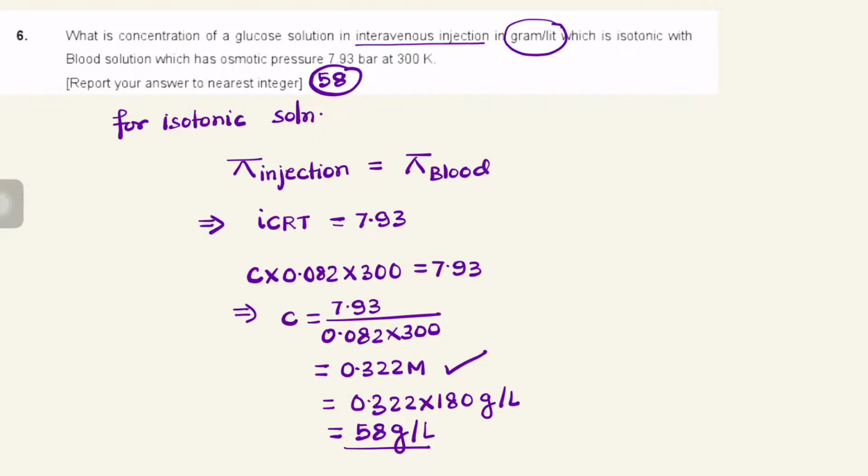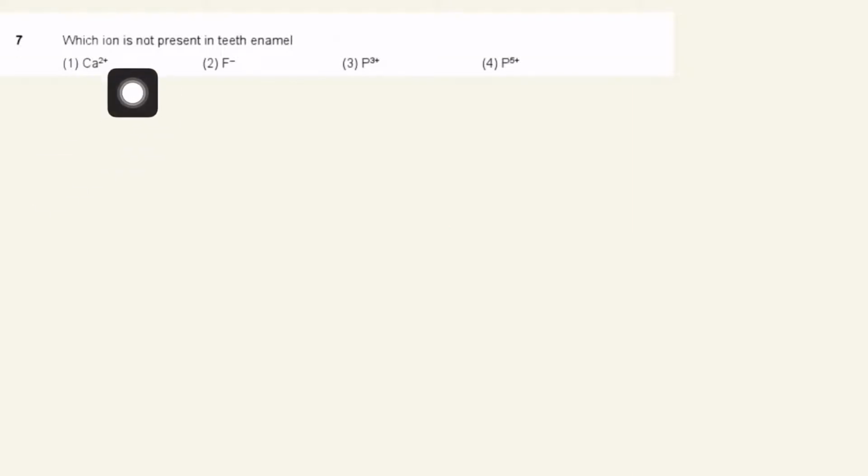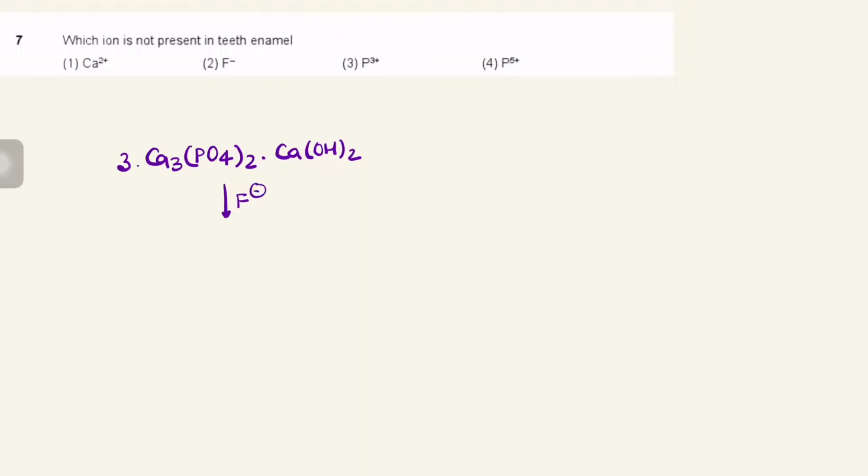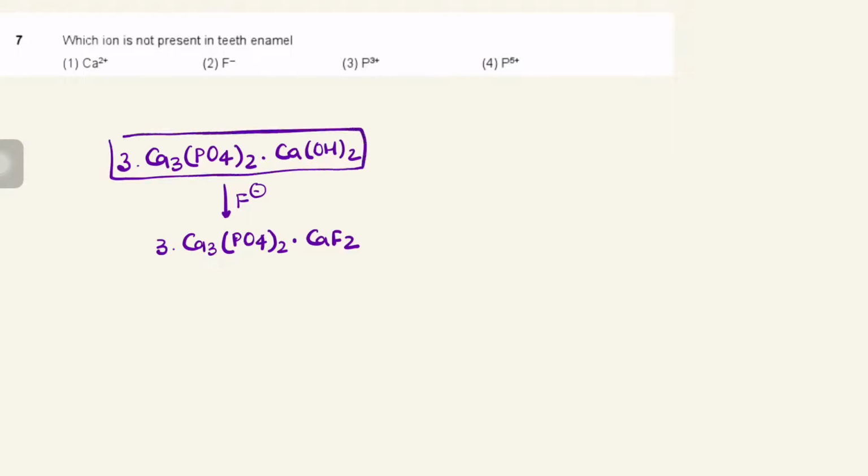Now, let's move to the next question. Which is not present in teeth enamel? So teeth enamel, we know that it's apatite, that we have 3Ca3(PO4)2·Ca(OH)2. Now, with the fluoride that is present in the toothpaste, it will convert to fluoroapatite, and now it will become Ca3(PO4)2·CaF2. Now, this is apatite, that is fluoroapatite.